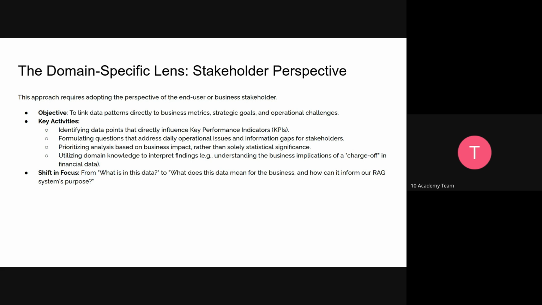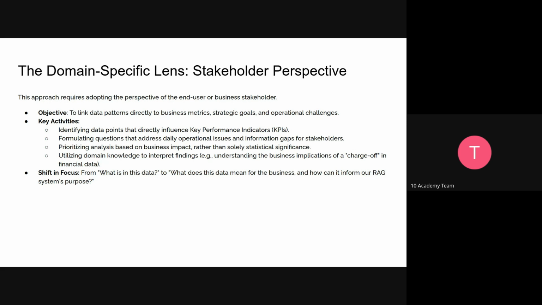Most of the time, EDA will emerge from the questions, right? So, what is the issue that the users are addressing? If we identify the issues that the users are trying to ask about, that will help us give the answer using EDA, prioritizing analysis based on business impact rather than solely statistical significance. That is what I was trying to say.